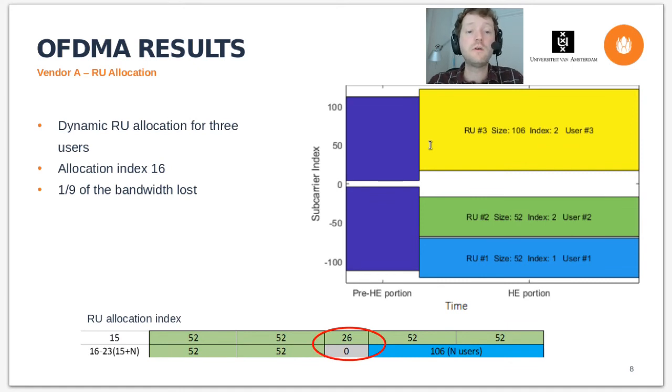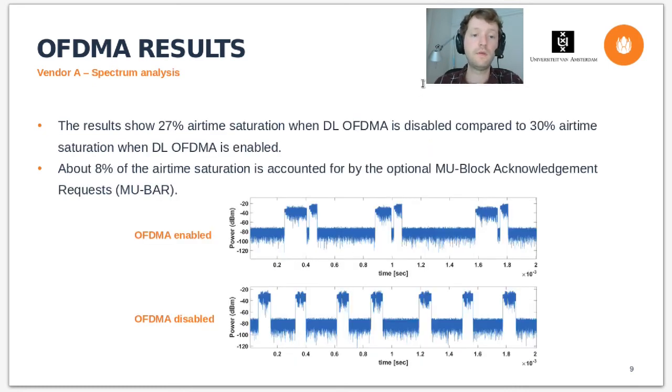The scheduler of vendor A configured a resource unit allocation index of 16. This can be seen in the diagram to the right, by the unused middle tones in the high efficiency portion of the transmission. Due to this, 1/9 of the bandwidth is unused. The results show a slight increase of airtime saturation when OFDMA is enabled.